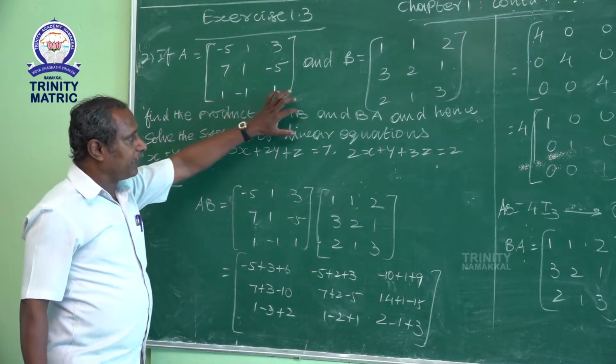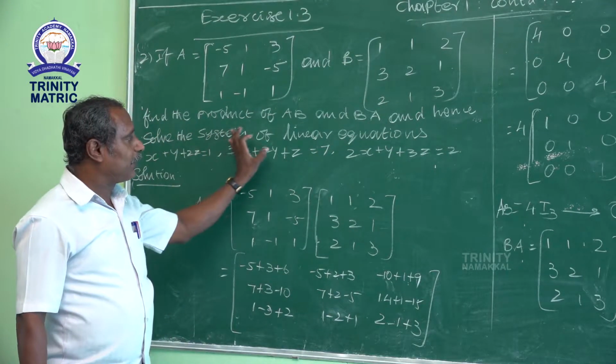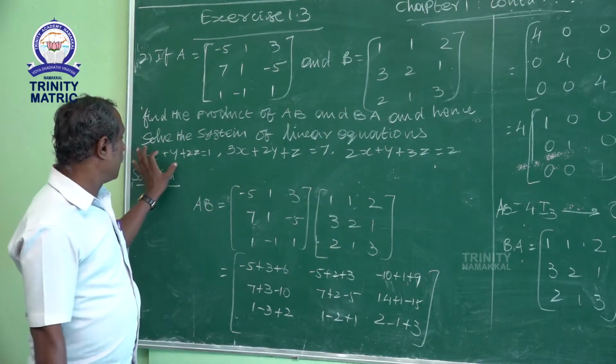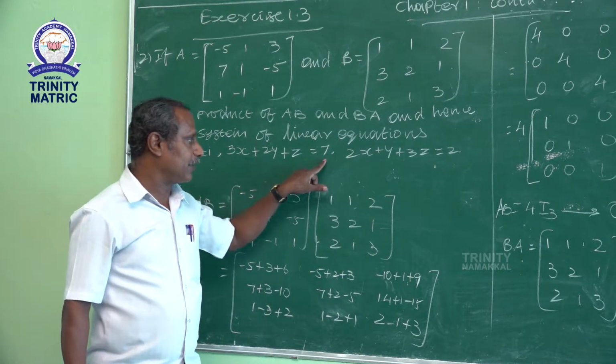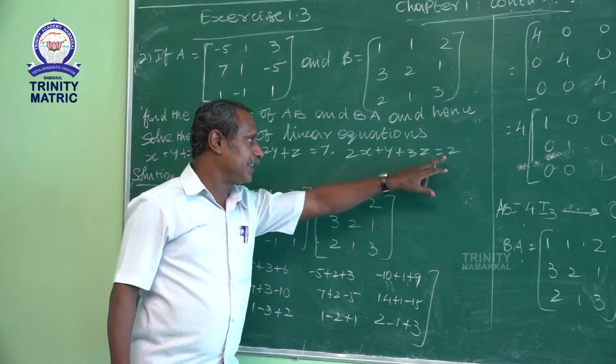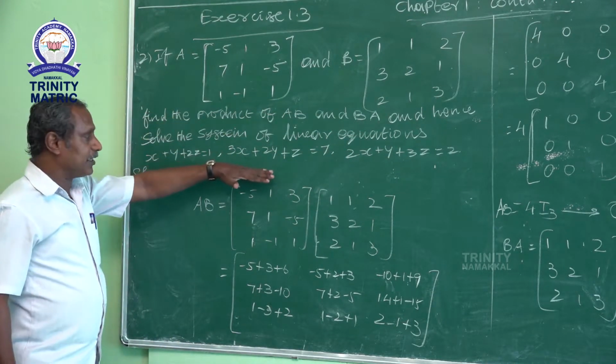Find the product of AB and BA and hence solve the system of linear equations x plus y plus 2z equal to 1, 3x plus 2y plus z equal to 7, 2x plus y plus 3z equal to 2. Make use of this product. So we have to solve the system of equations.